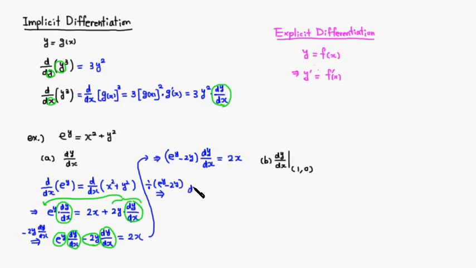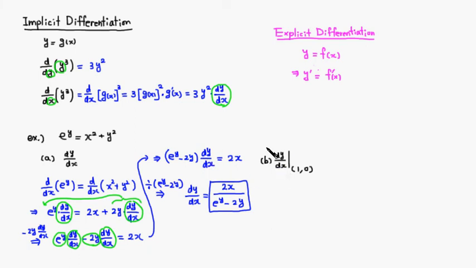So dy over dx is equal to 2x on top, e to the y minus 2y. Right? So that's the expression for dy over dx, which is the derivative of y with respect to x.